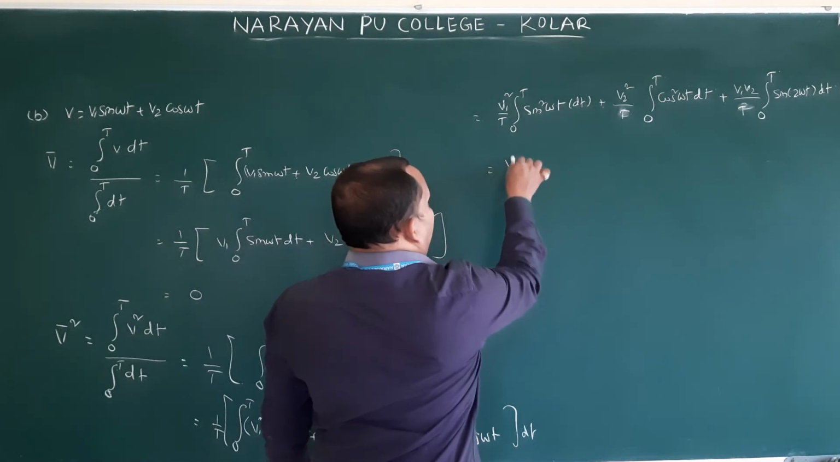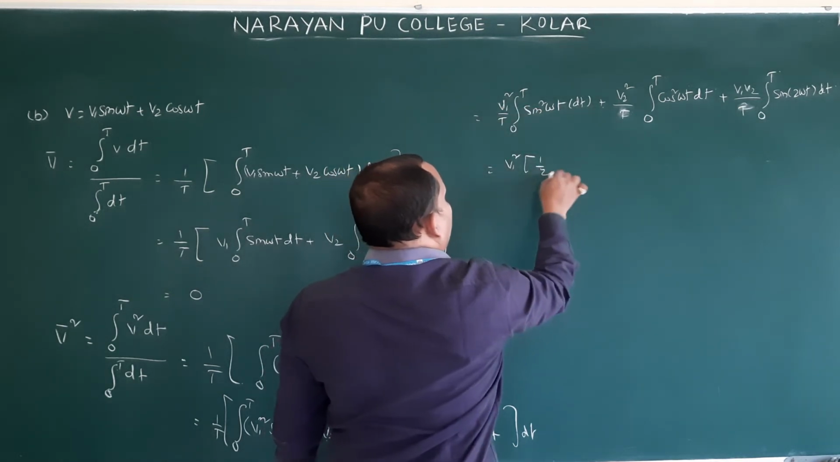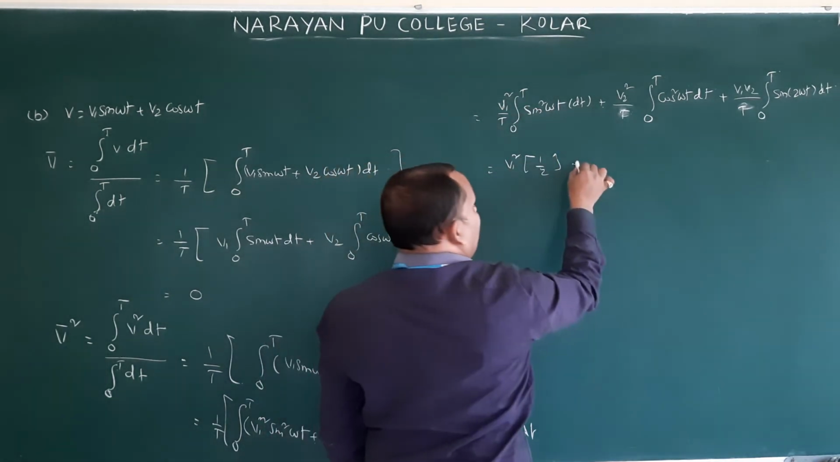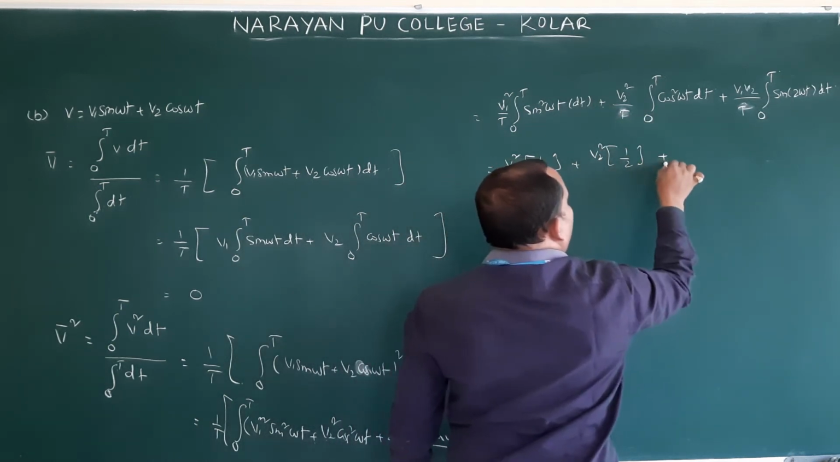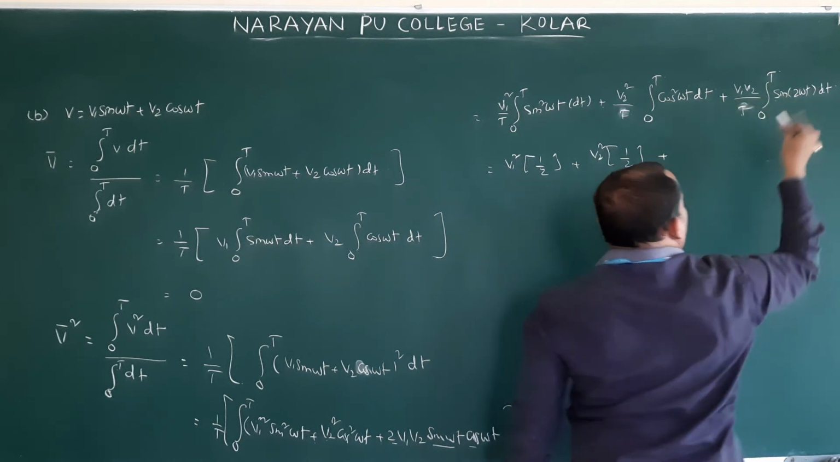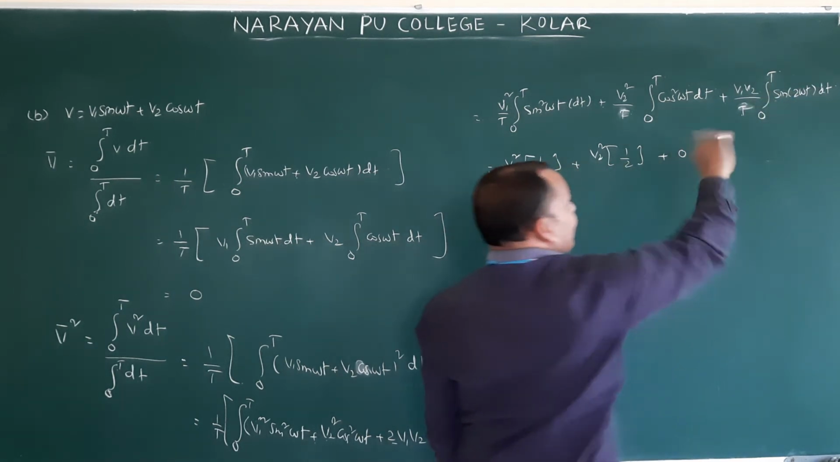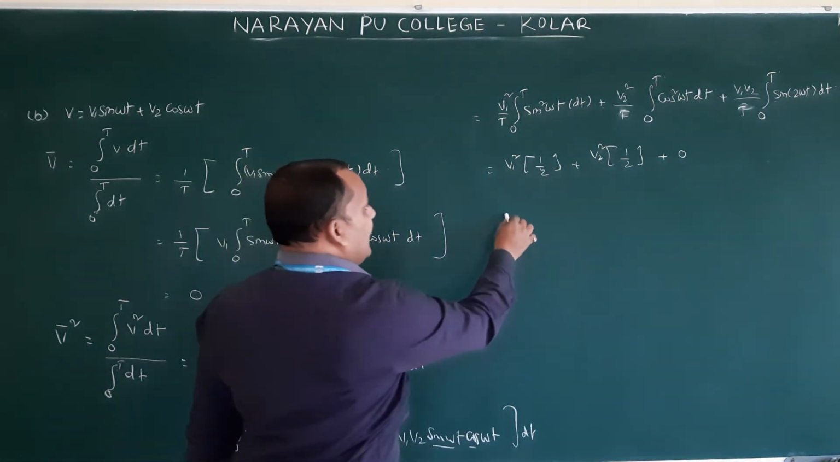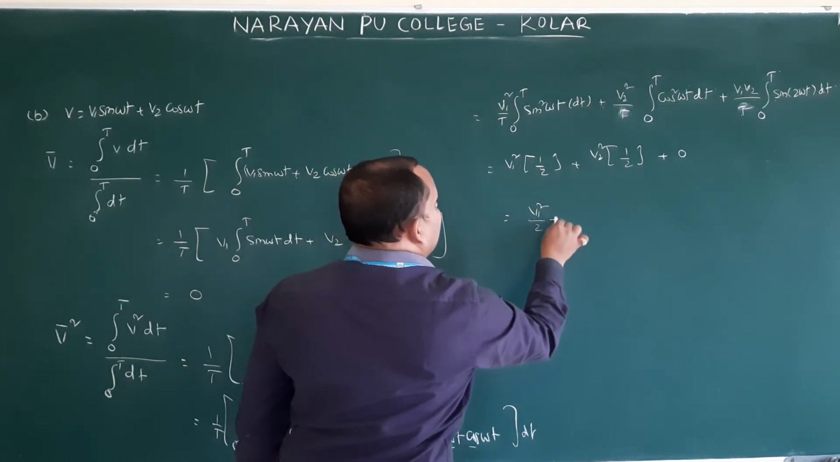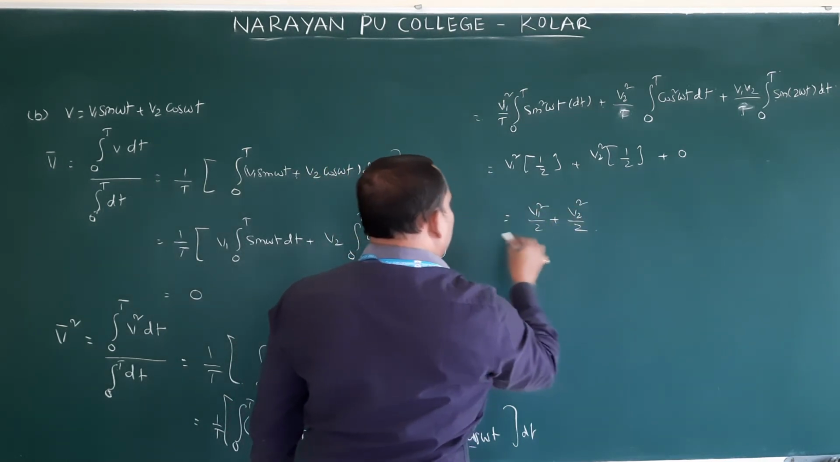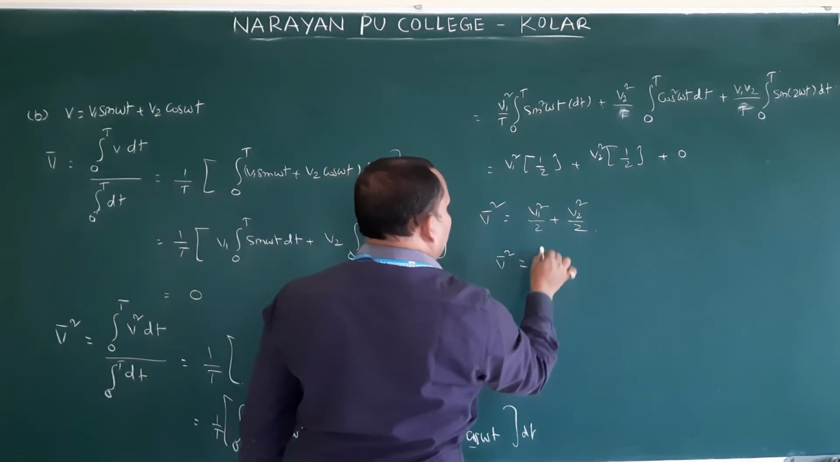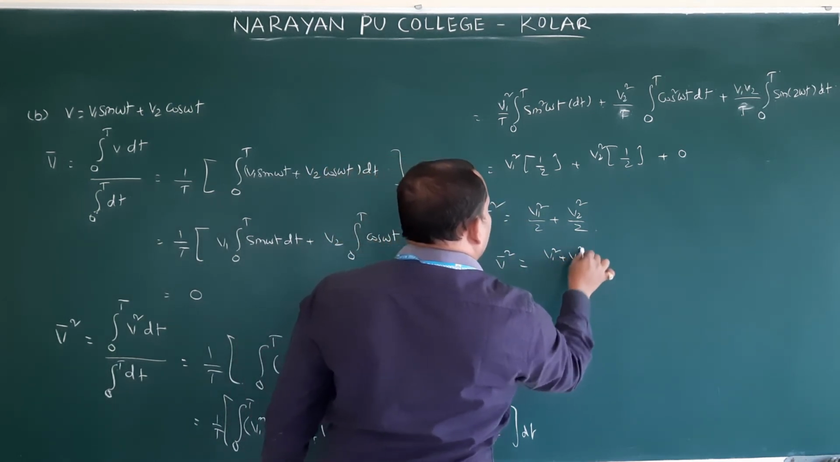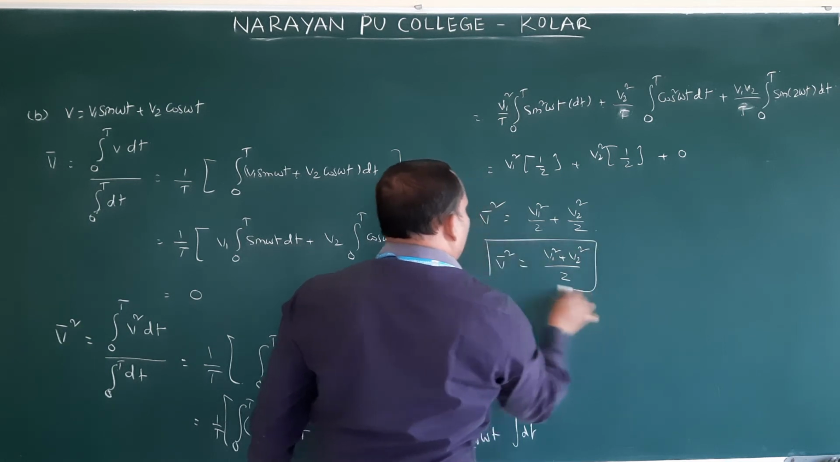Therefore v1 square into 1 by 2 plus v2 square into 1 by 2, and the sin 2 theta term averages to 0. That term is going to become 0. Therefore you are getting v1 square by 2 plus v2 square by 2. This is v bar square, and v bar square equals v1 square plus v2 square by 2.